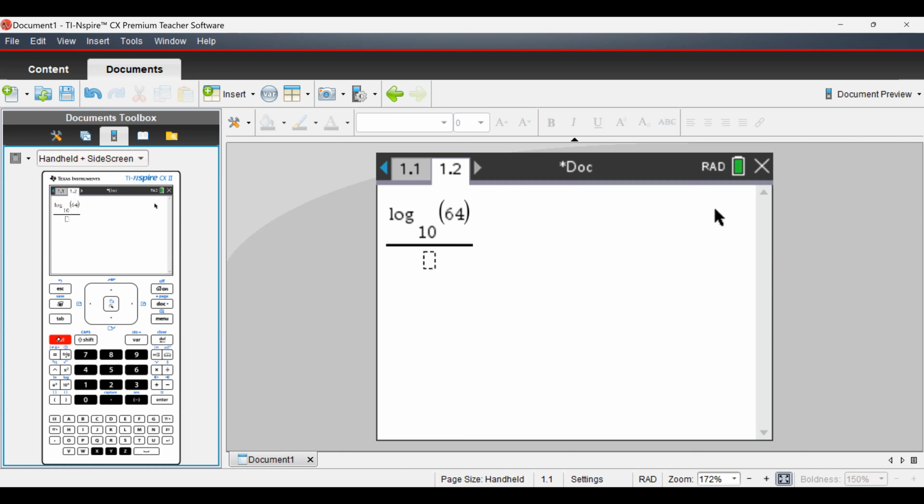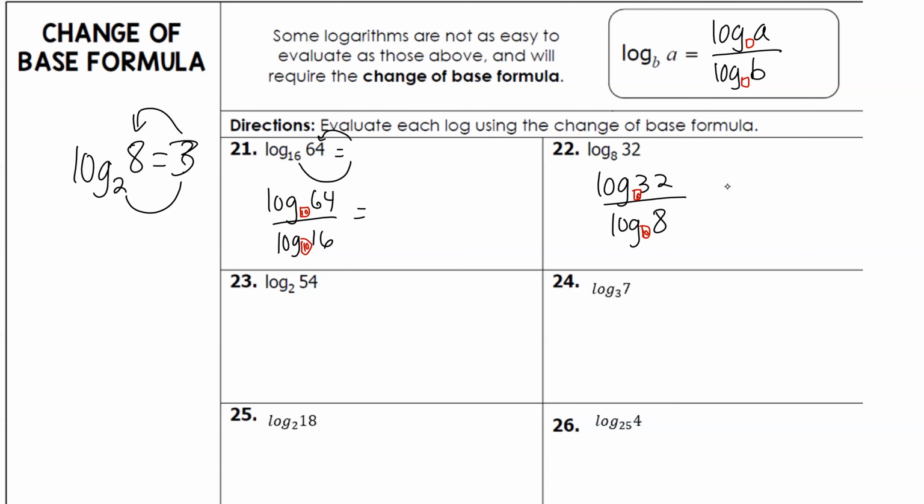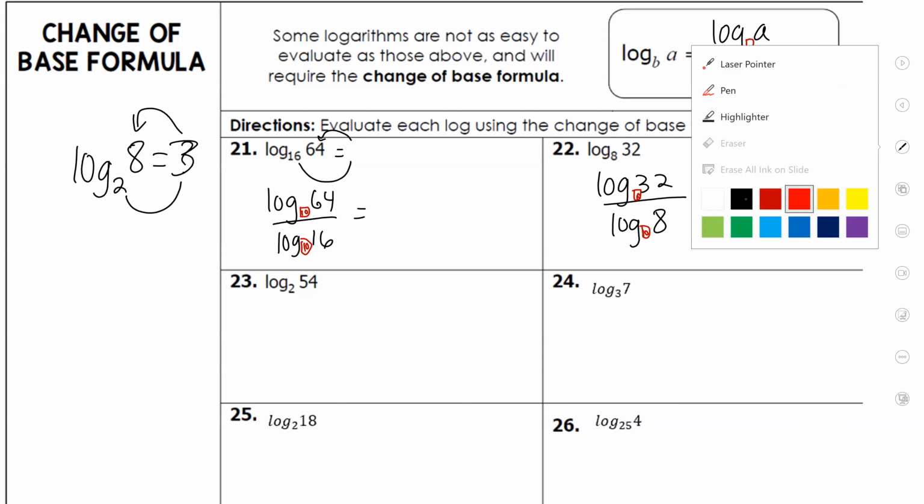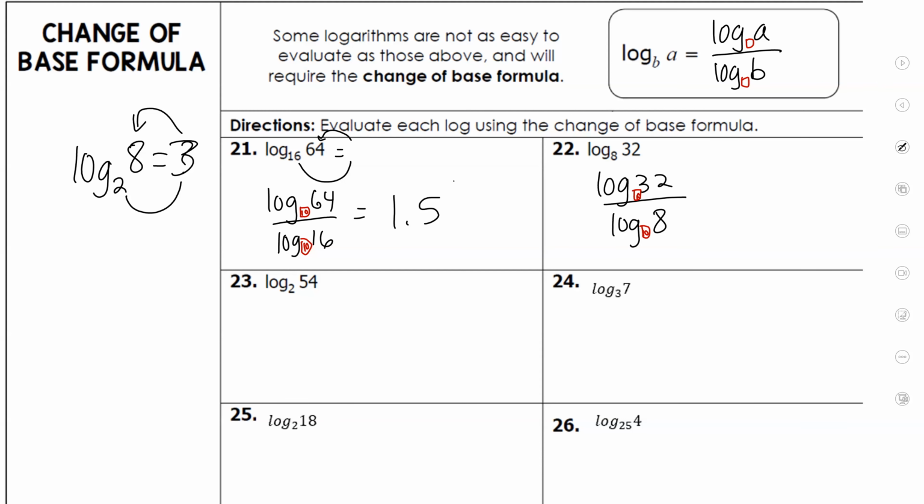We're going to do control, hit that log button. Base is still 10. Were we doing 16? Yep. So that's what it should look like, and then hit enter. So it is 1.5. So we just found that our answer is 1.5. So, guys, that is how you use the change of base formula.